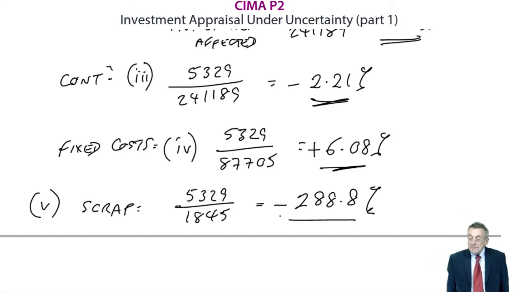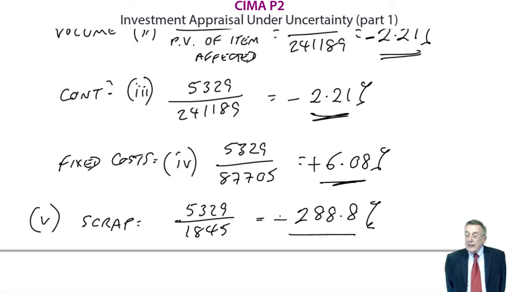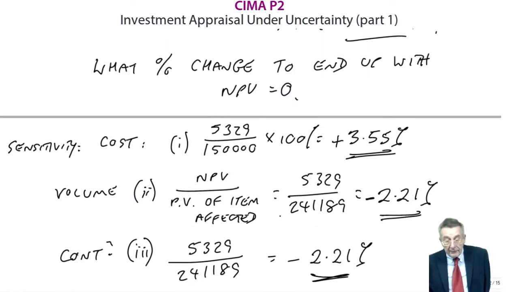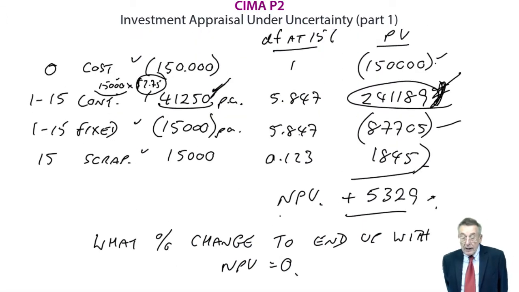Now, before I do the last one, in some ways, that would be meaningless, because normally, of course, scrap value obviously is an estimate. It could be less than 15,000, but normally the minimum would be 0. And even if the scrap value was 0, it disappeared completely. The 1845 would disappear, but the NPV would still be positive.